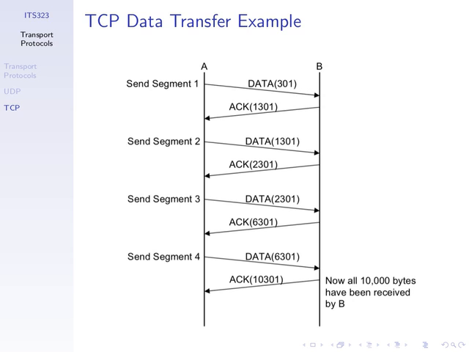The receiver may have decided, let's not send an ACK for every segment received. Let's be a little bit more efficient and maybe send an ACK for every second segment. That is, you receive the first segment, wait before you send an ACK. If you receive more, then send an ACK after the second segment. So the data values would be the same, 301, 1301, 2301, 6301. What is the value of this ACK? What is the acknowledgement number in that first ACK there?